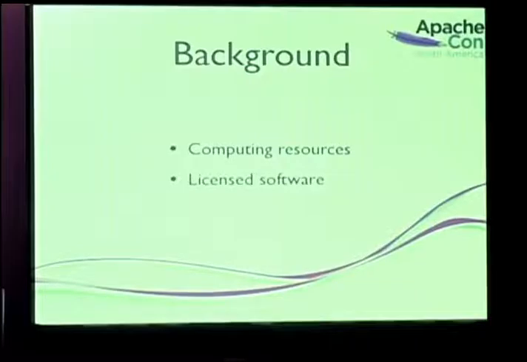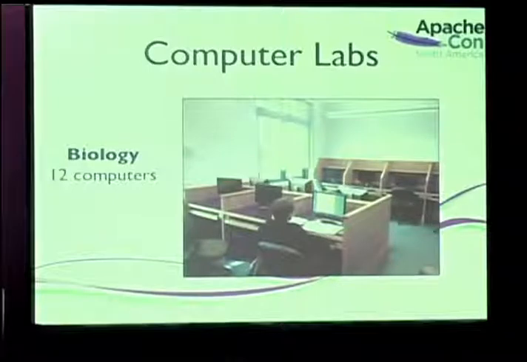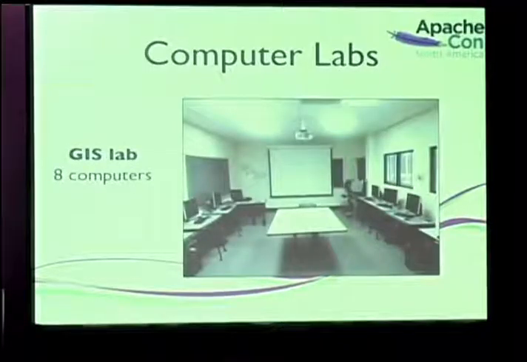Typically, the way this works is you have a computer lab. You have a physical room with some number of machines. This is our CS lab at Amherst. It has 23 machines. So you've got kind of a hard limit on the number of students that can use that very effectively. We have another lab, a biology lab. This has software specific for the biological sciences, chemistry. It has 12 computers. We have a GIS lab. We have 8 computers. Again, these are small labs. This is a small college. But that's what it is. And this is the typical way that colleges and universities make these resources available.